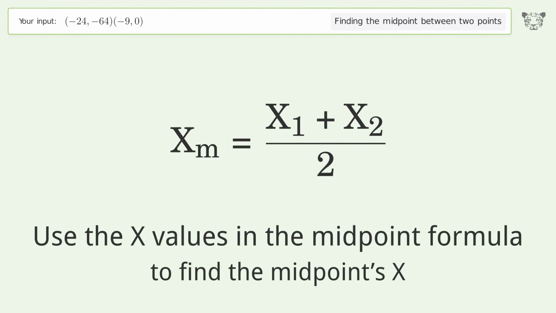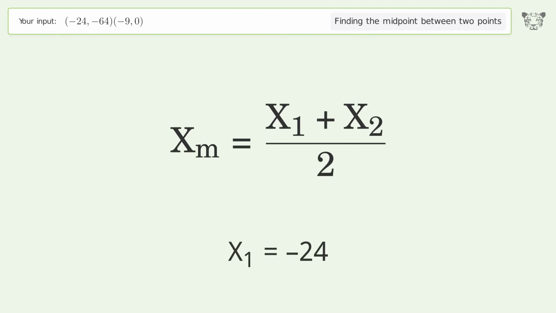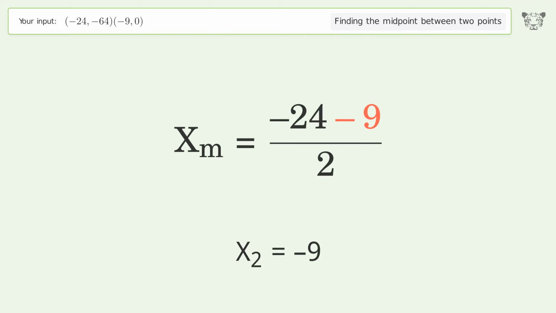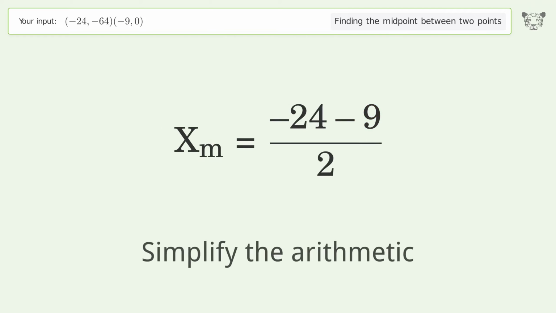Use the x values in the midpoint formula to find the midpoints x. x1 equals -24. x2 equals -9. Simplify the arithmetic.